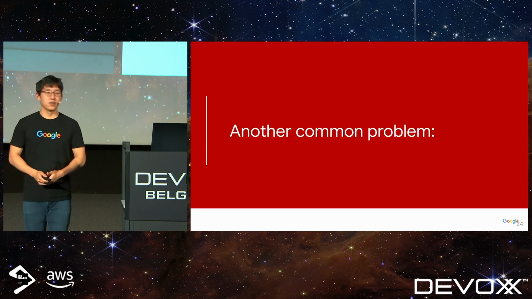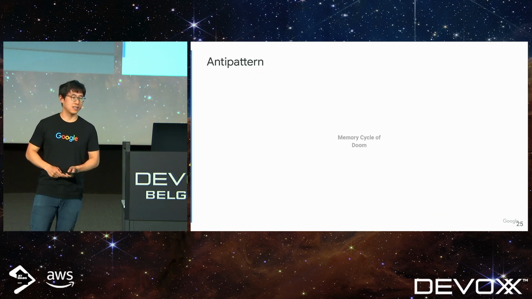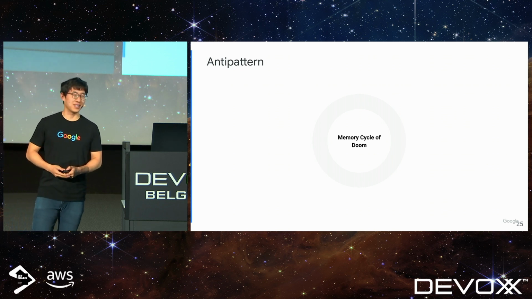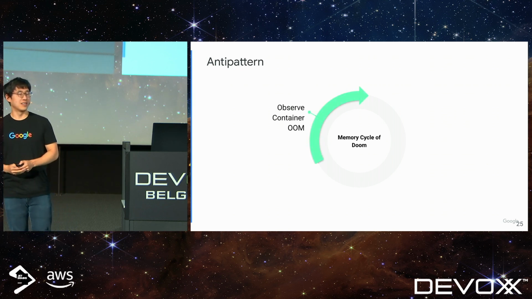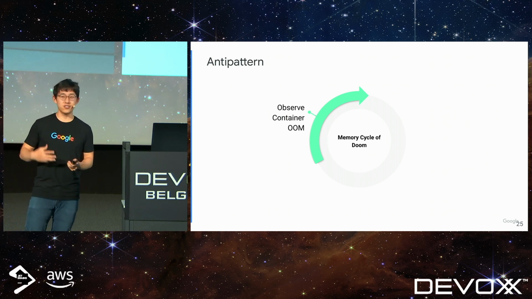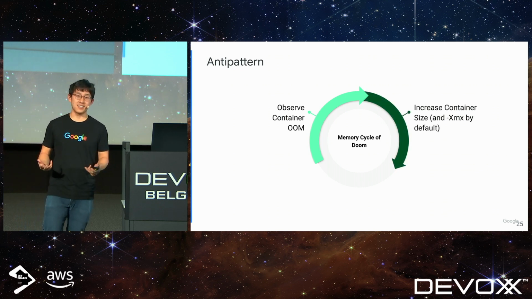OK, so another common problem that we noticed at Google is an anti-pattern which I like to call the memory cycle of doom. And it's very ominous sounding because it is ominous. Okay, so what happens is a server owner might observe a container OOM, and naturally your first thought is, let's increase the size of the container.